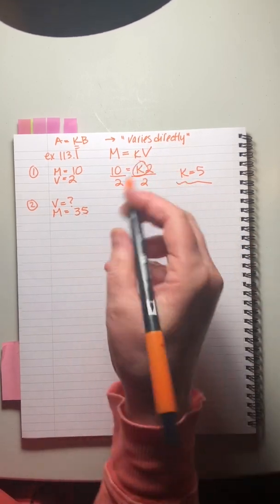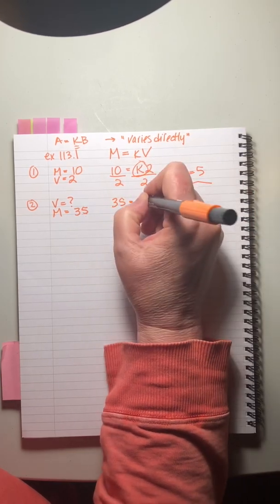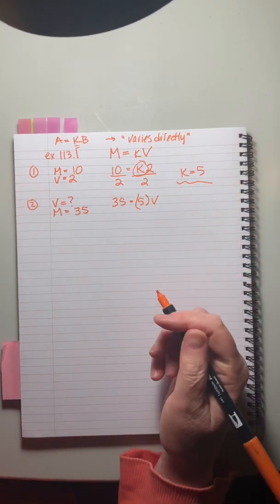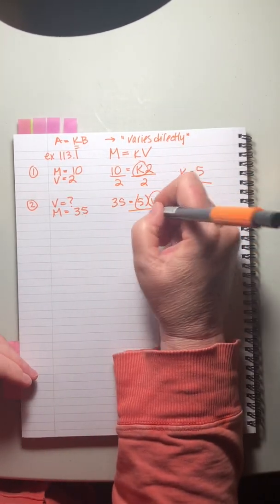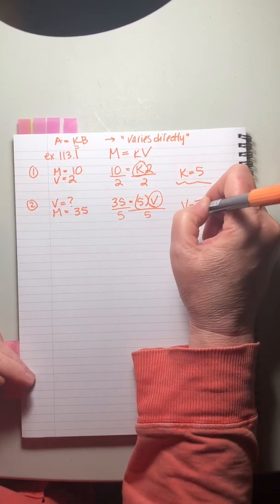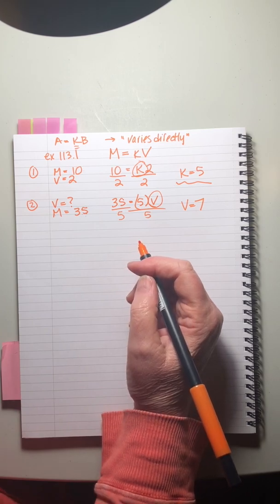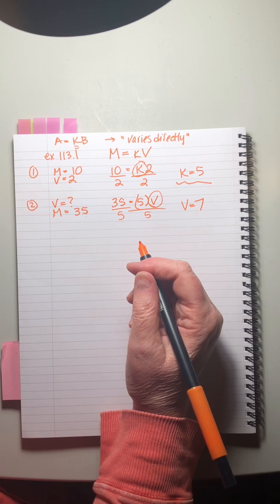Okay, now we use this and set it up. 35 equals K is 5 times V. I'll just use the same letter. We want V by itself, so I'll divide by 5. And we get V equals 7. And I'm going to look and see what the unit was. Volume is liters.